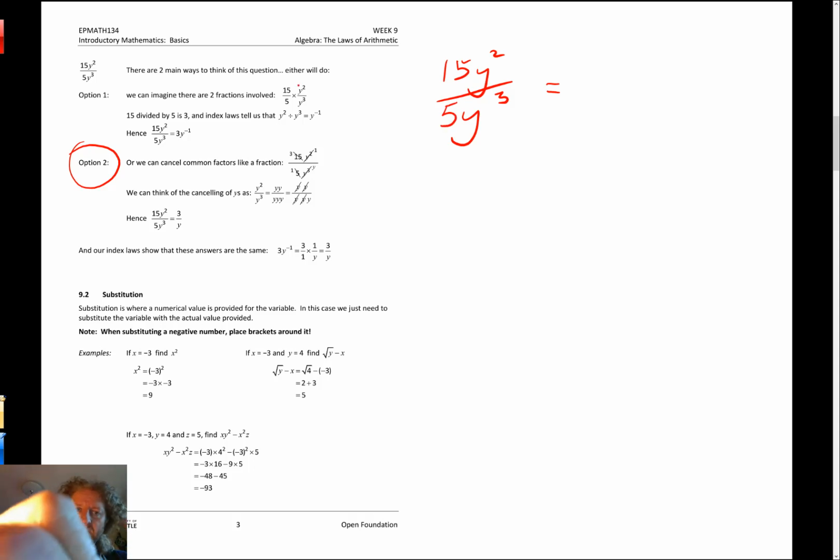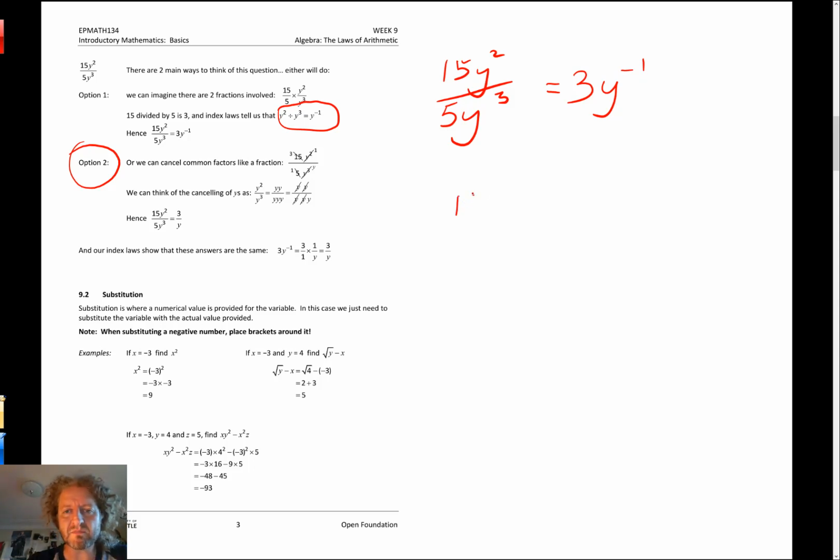Option 1 says I consider it to be two separate fractions. What I'm doing is just looking at the 15 on 5 and saying 15 divided by 5 is a 3, and y squared divided by y cubed is like this. Y squared divided by y cubed is a subtraction of the indices. That's what we did last week. 2 minus 3, well, that's minus 1. So y squared divided by y cubed is y to the minus 1. That is the perfect answer.